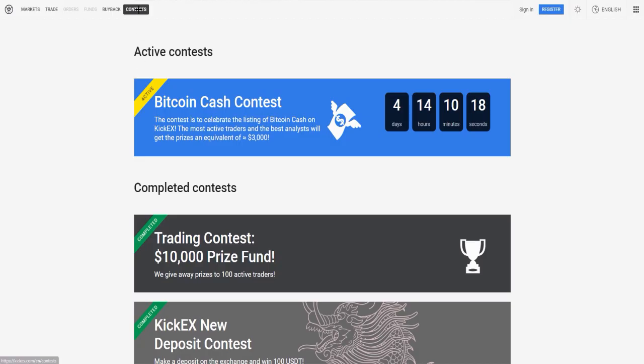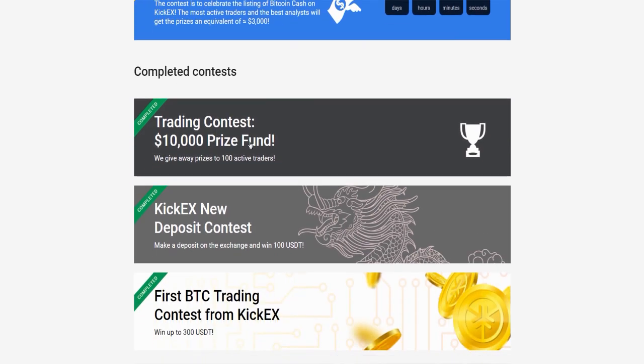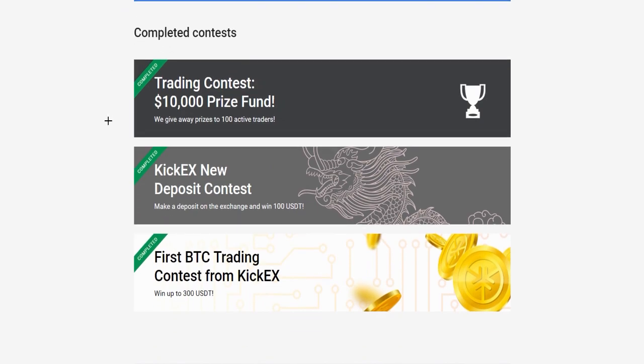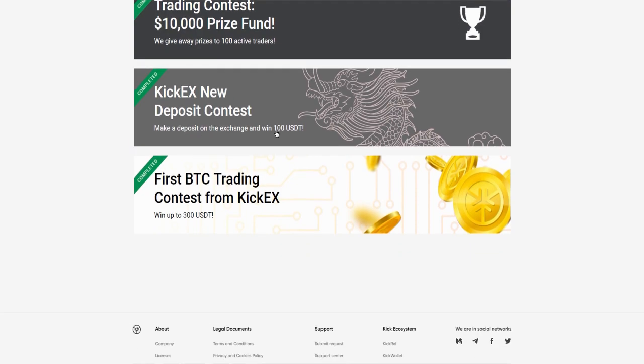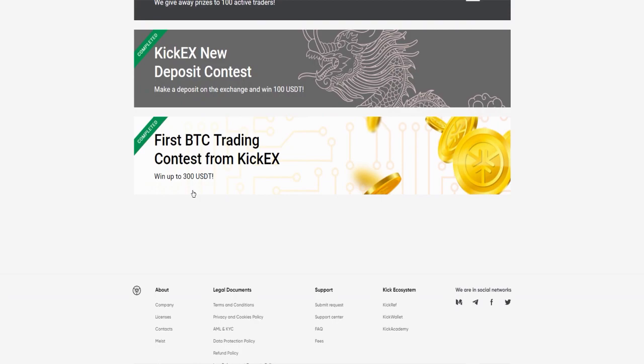And here you can see you have the contests. So here is the active contest, as I said to you. You have the Bitcoin Cash contest. So the most active traders and the best analysts will get prizes equivalent to $3000. Here you have the completed contests. So there was, for example, a $10,000 prize fund. Here the new deposit contest, you could win $100 tether, and the first Bitcoin trading contest from KickEX, and you could win $300 tether.